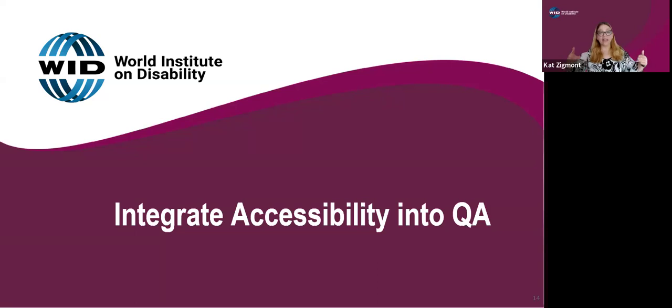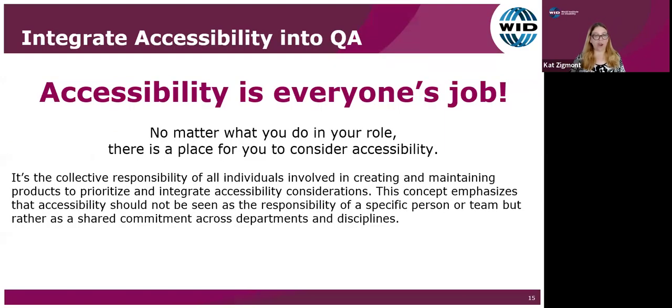All right, and so the last piece of that hypothetical process I had was integrating accessibility into the quality assurance process. And so this is my big tagline. Accessibility is everybody's job. So no matter what your role is in any company, if you're in marketing, if you're in HR, or if you're a programmer, there's a piece of your job where accessibility needs to be considered.